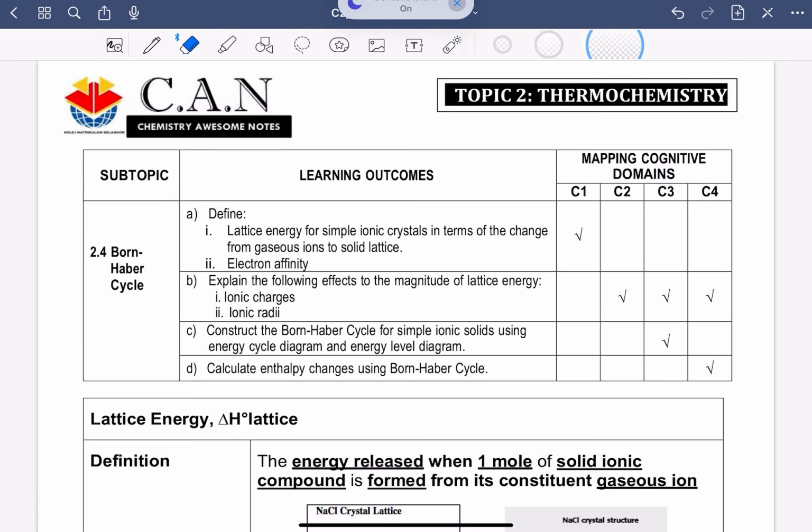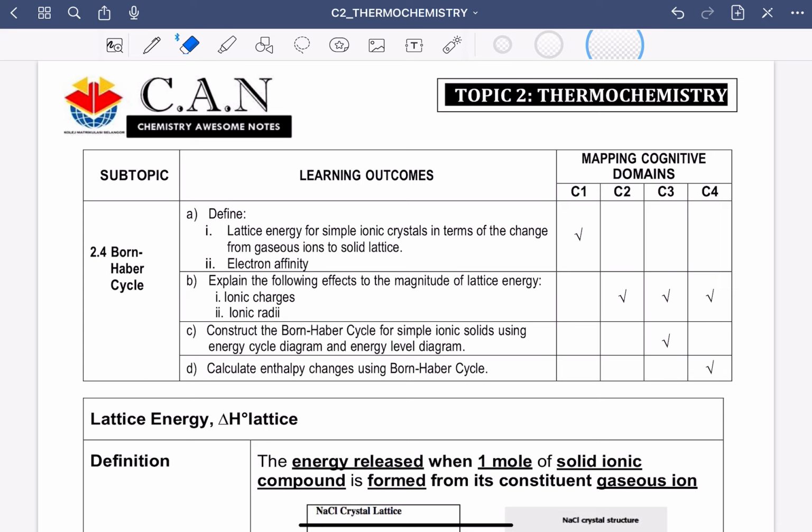Hello everyone. In this video, I am going to talk about the Born-Haber cycle. I'm going to divide this topic into three short videos. The first one is the introduction. The second part is how you're going to draw the energy cycle and the energy level diagram. So let's start with the introduction of the Born-Haber cycle.